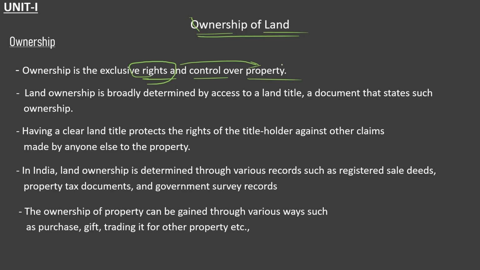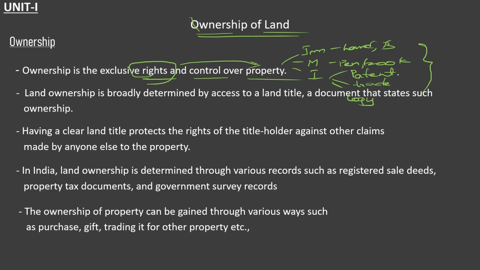Property here includes all immovable, movable, and intellectual property. Immovable property includes land, buildings, etc. Movable property includes a pen, bottle, book, etc. And intellectual property is of three types, that is patent, trademark, and copyright. So these all come under the definition of property. The rights and control over all this property is called ownership.